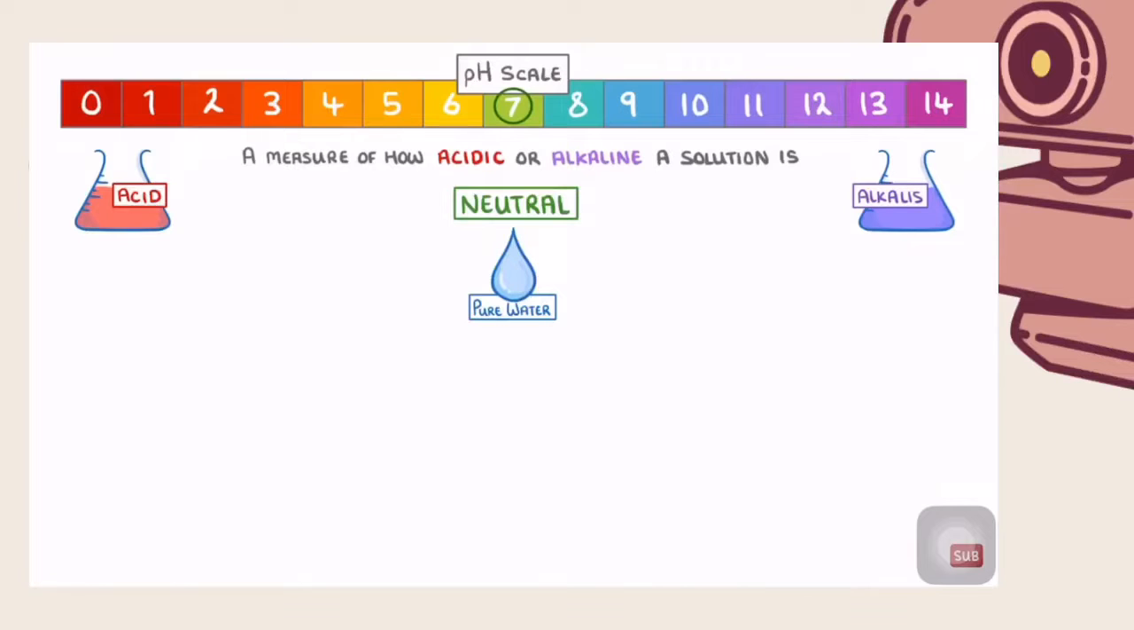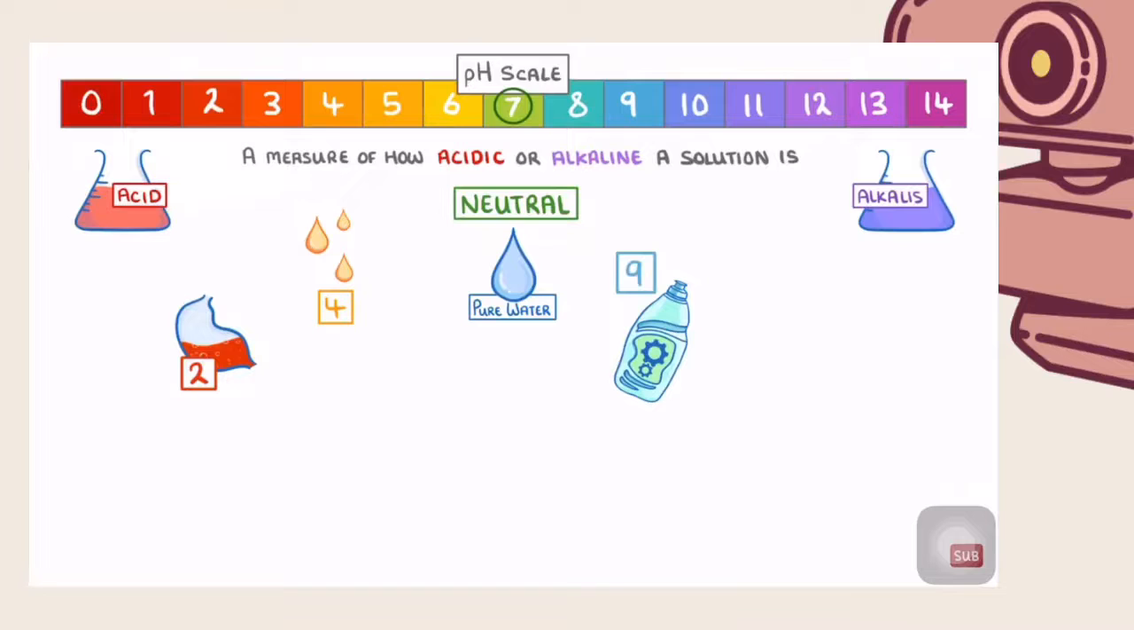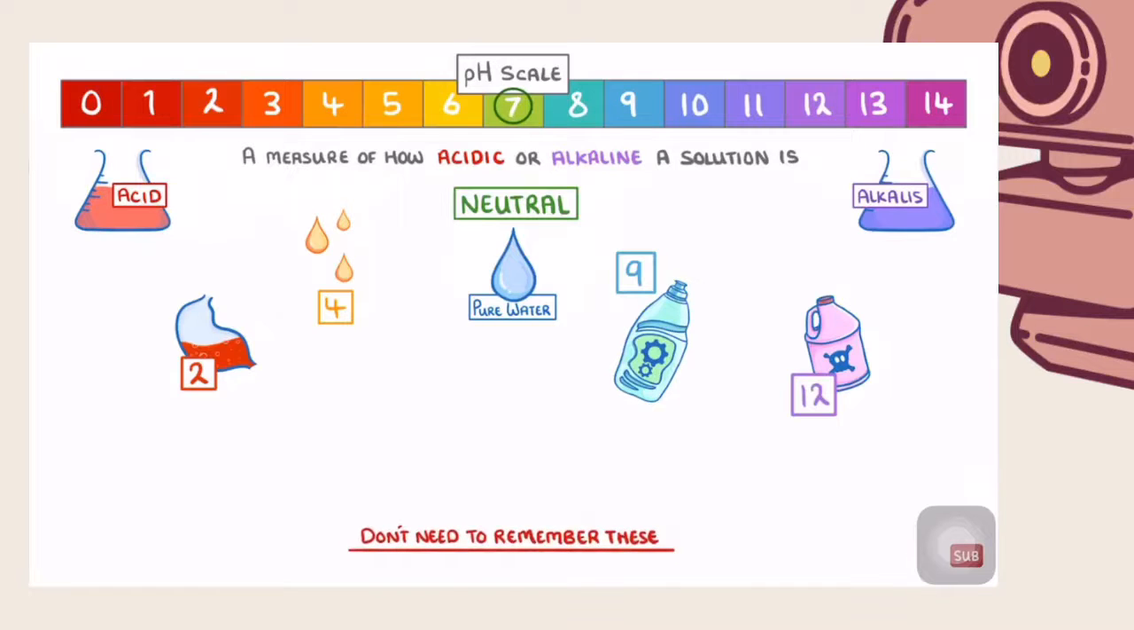To give you some idea of what all of this means, the acid in your stomach, which helps you to kill bacteria, has a pH of around 2, while acid rain is around pH 4. Then for alkalis, washing up liquid has a pH of around 9, and the bleach we use to clean bathrooms has a pH of around 12. Be aware though, you don't have to remember these specific examples, they're just to give you some context.